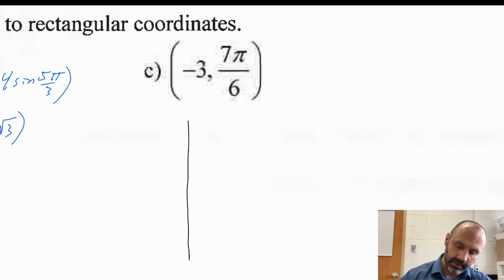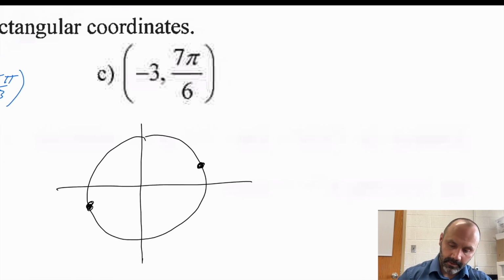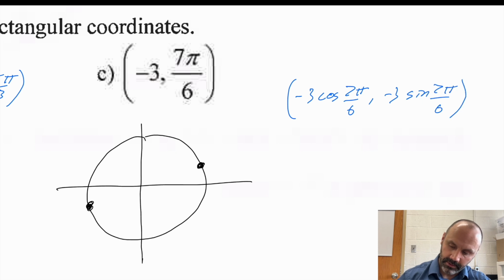And so let's take a look at the last one. Again, -3 comma 7 pi over 6. What's that? Right. So let's go to 7 pi over 6. That means that we have gone over to here, right? Pi over 6 past pi, but it's negative. And so we're going back over to this side. And so I'm expecting to be in the first quadrant, positive x, positive y. So let's start working with that. So -3 cosine of 7 pi over 6 and -3 sine of 7 pi over 6.